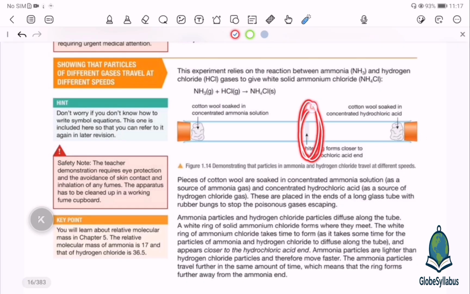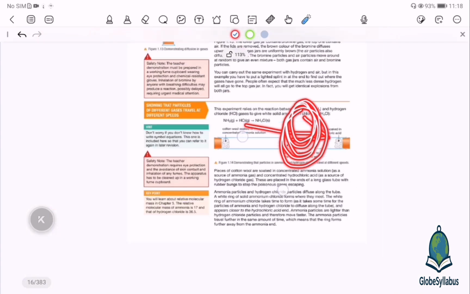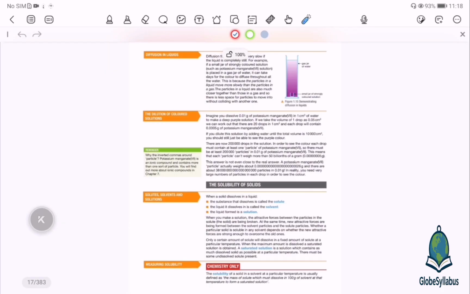In this experiment we can see the speed of diffusion. Because the ring formed closer to hydrochloric acid, this means that ammonia particles diffuse faster than hydrochloric acid particles. That's why the ring forms closer to it. So that's pretty much all you need to know. Here we got diffusion in liquids and the dilution of a colored solution. We have covered that from the bromine experiment.